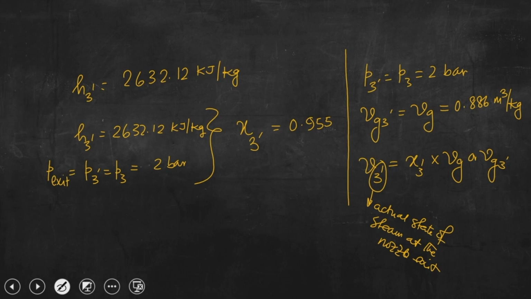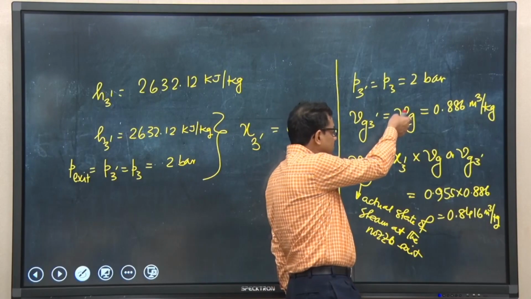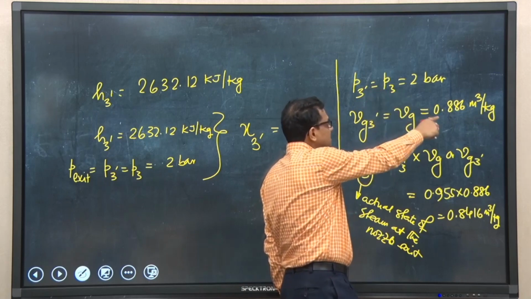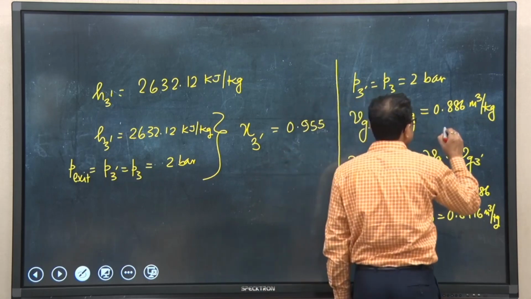Now, if we calculate, we will be getting 0.955 into 0.886. So, that means 0.8416 meter cube per kg, right. So, this is the specific volume of steam at the exit of the nozzle we have calculated. So, let me tell you once again, specific volume of steam at that pressure that we can get from steam table. So, this is from steam table.